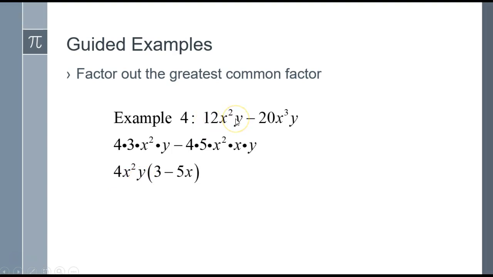If I divide the first term by 4x squared y, I get a 3. If I divide the last term of my problem by 4x squared y, I get 5x. That's where these two come from.